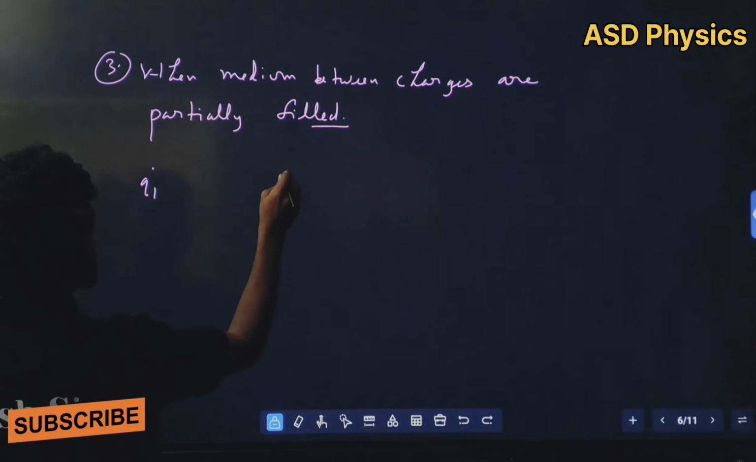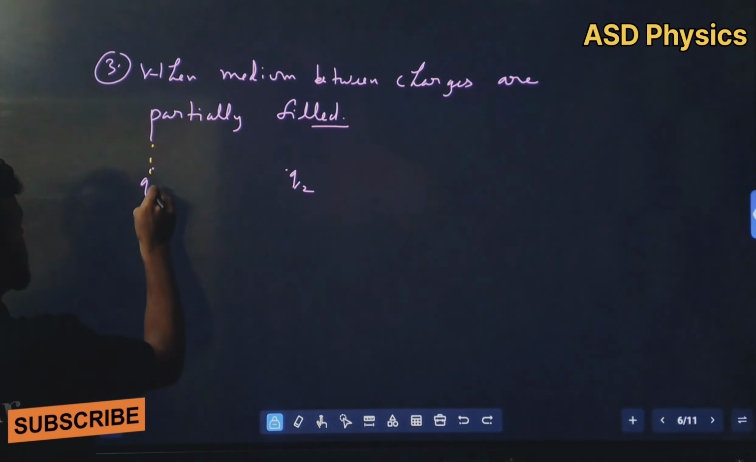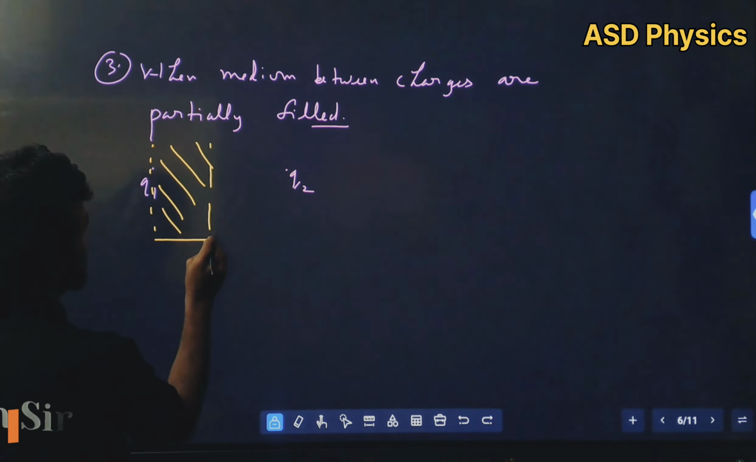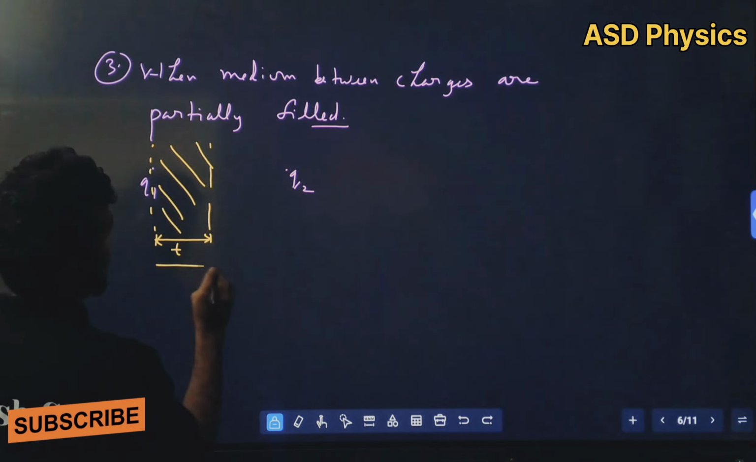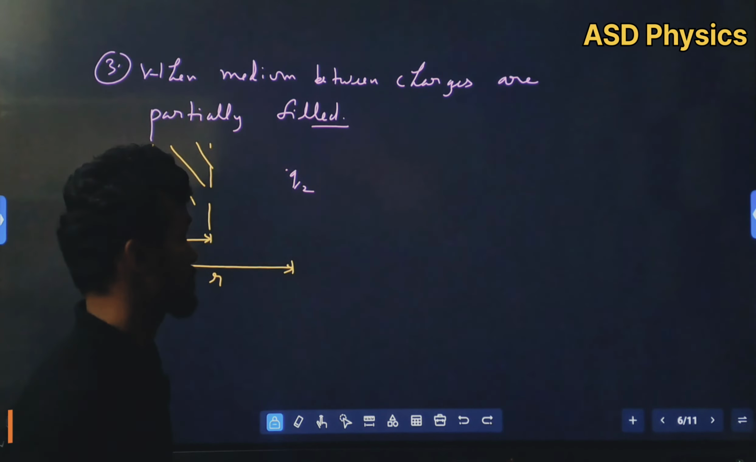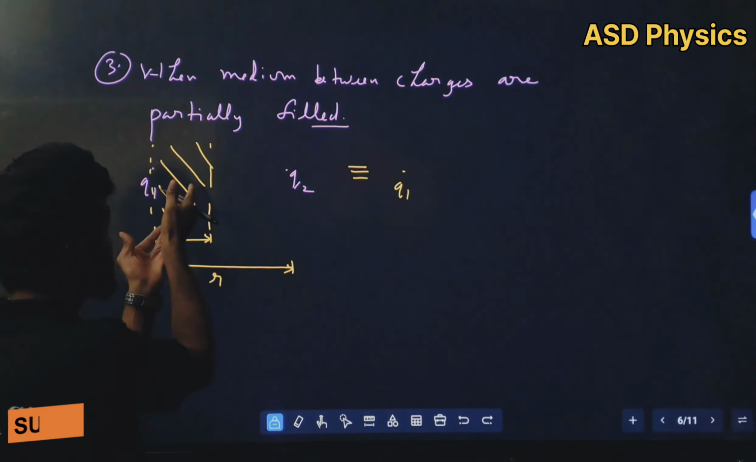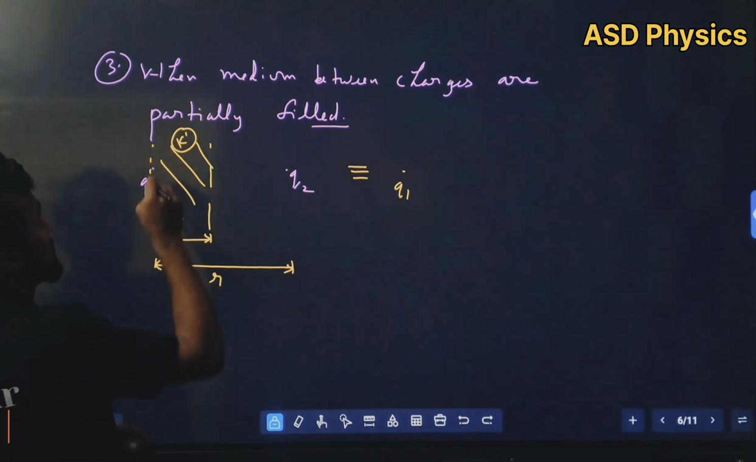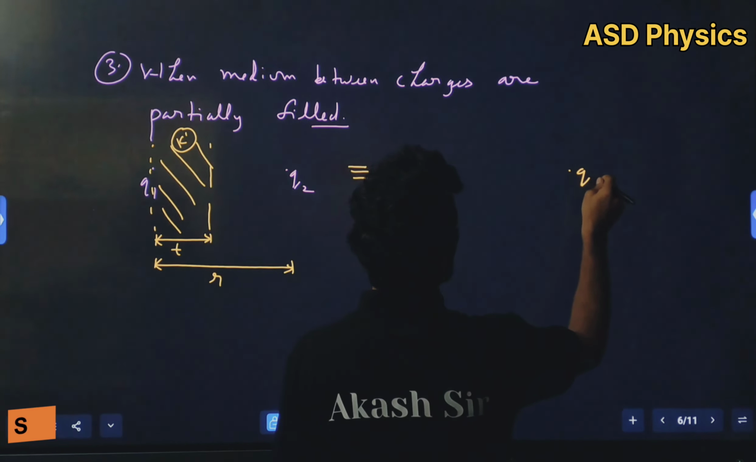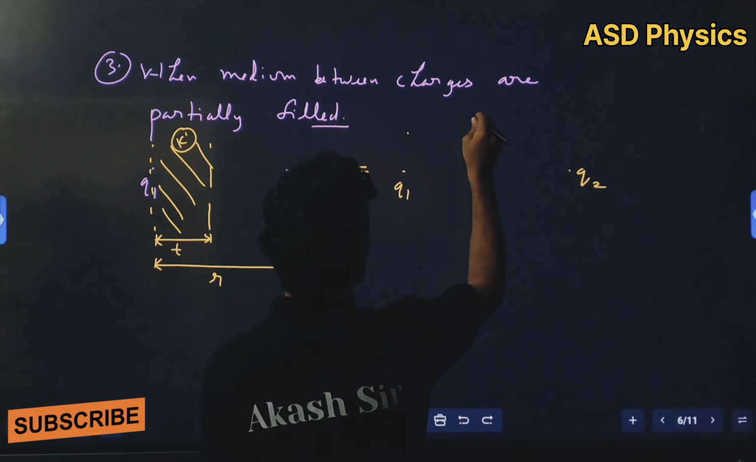Here the charge q1 is there and here charge q2 is there. But the medium is not complete, the medium is partial here. Let's take this thickness as T, and the total distance as R. Now we have to calculate the force. Here this is q1, and for this medium let's take dielectric constant k dash. This medium we have to convert into air. Here this is q2.